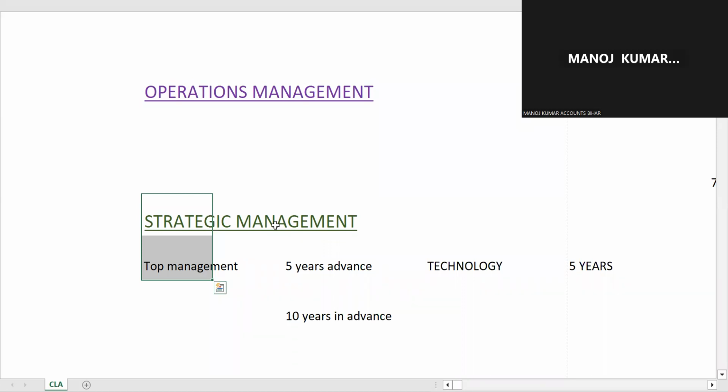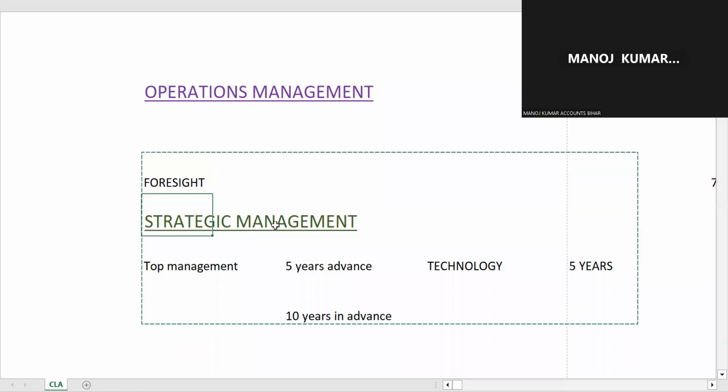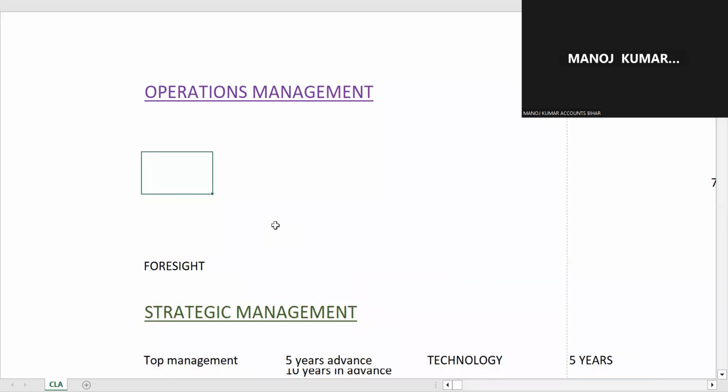So strategic management doesn't even talk about 2 years in advance. Okay, it is at least 5 years in advance, 10 years in advance. Okay, into the future, planning of the future. So which is why strategic management is also called as foresight. You have to foresee things. Okay, so I'll explain this in Hindi also, but let me now go to operations management first. Okay, so this is strategic management.